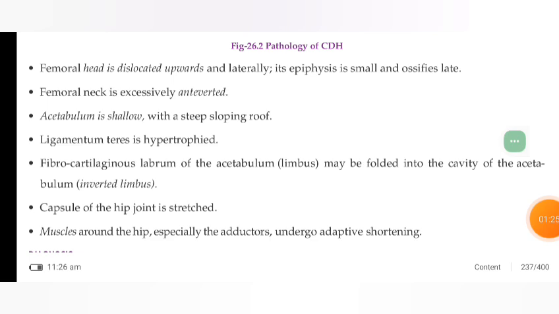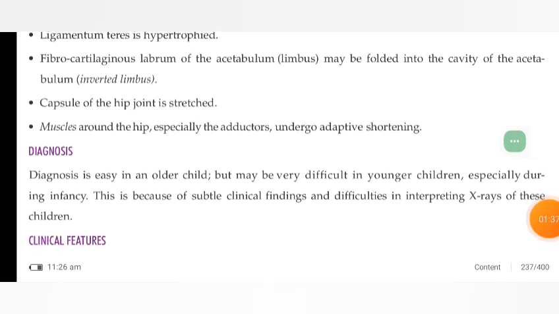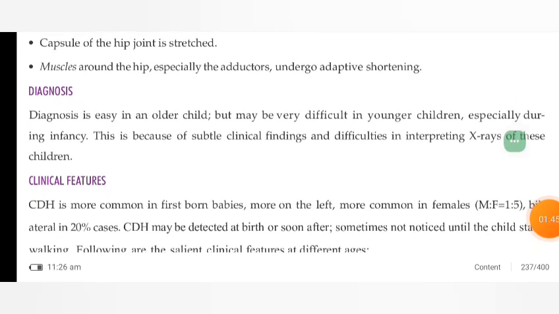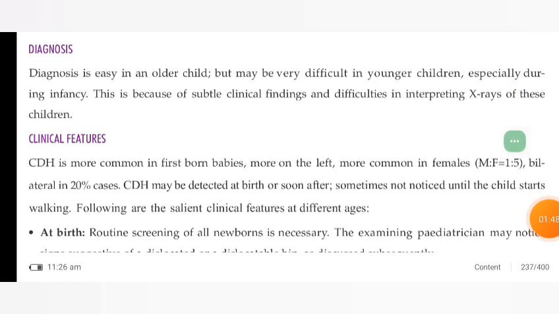The ligamentum teres is hypertrophied. The fibrocartilaginous labrum of the acetabulum may be folded into the cavity of the acetabulum. The capsule of the hip joint is stretched. Muscles around the hip, especially the adductors, undergo adaptive shortening.